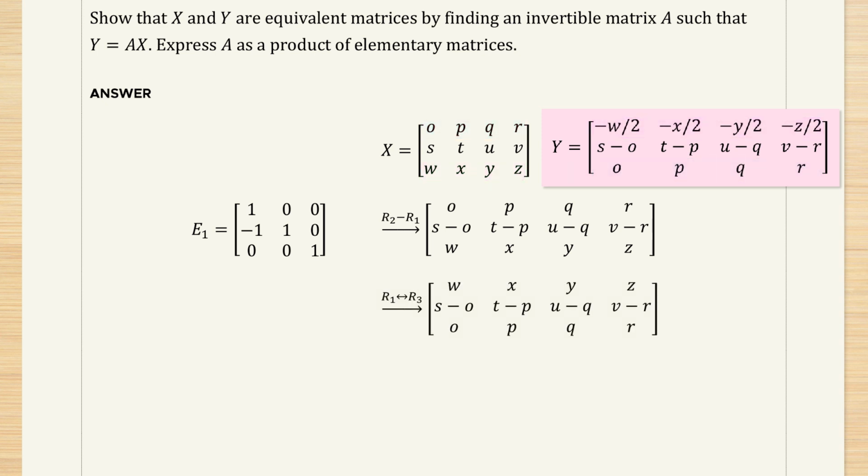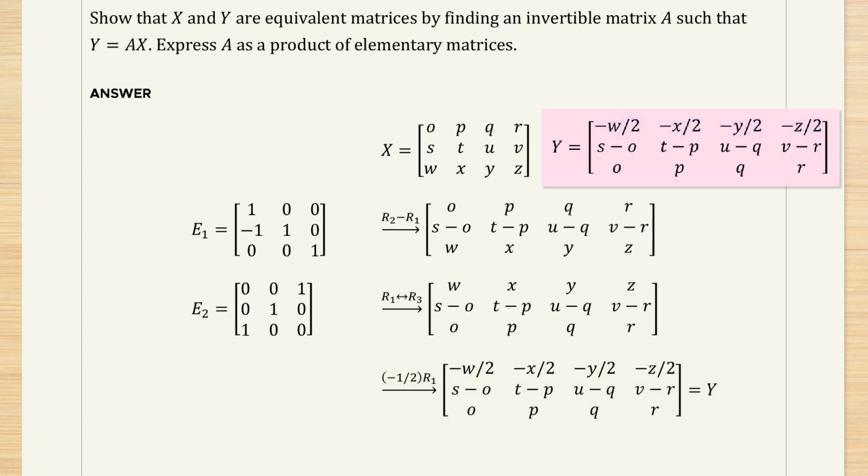Let's do that. Let's interchange rows 1 and 3. To get the elementary matrix, we take the identity matrix, and interchange rows 1 and 3 to get the second elementary matrix, E2. The next thing I notice is that row 1 is multiplied by -1/2. And now we have turned matrix X into matrix Y.